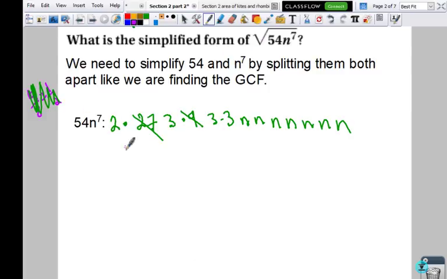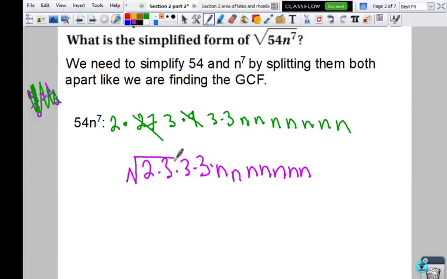Square roots are kind of special. Whenever you have a pair of the same thing inside of a square root, the pair gets squished together and kicked out. So let me just rewrite this here. I had a 2 times a 3 times 3 times 3, and then 1, 2, 3, 4, 5, 6, 7 n's. So what do I have a pair of inside here? A pair of 3s, right? A pair of 3s are going to get kicked out.